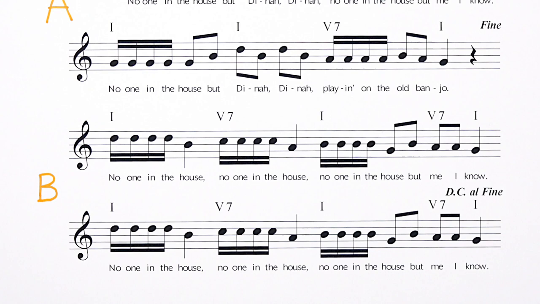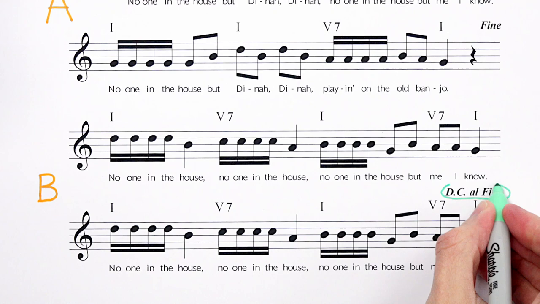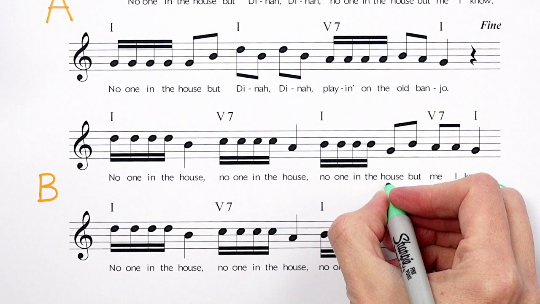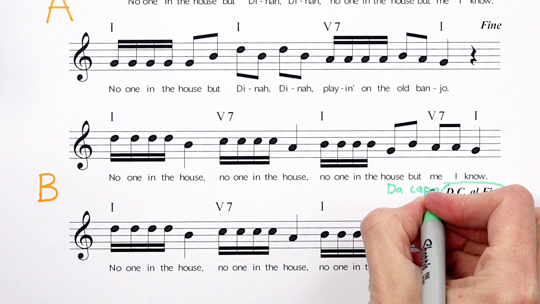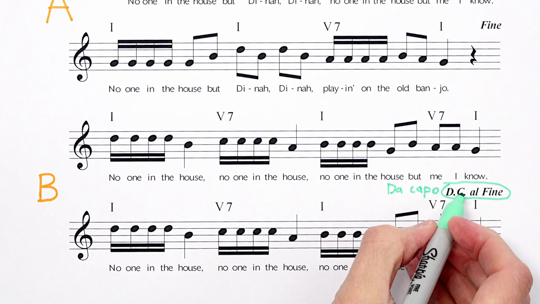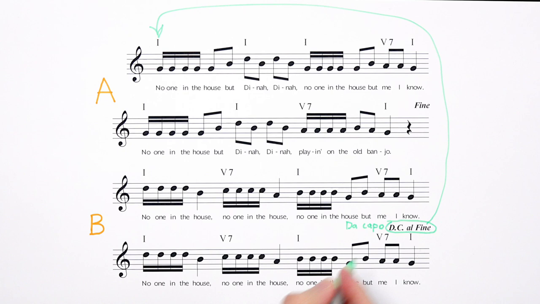Now you may have also noticed this new term called DC al fine. DC stands for da capo. It's an Italian word that means to the head. You wear a cap on your head, so that's a way you can remember. Da capo means to the head, which means you're going to go all the way back to the start of the piece. DC al fine is kind of like a teleport station.